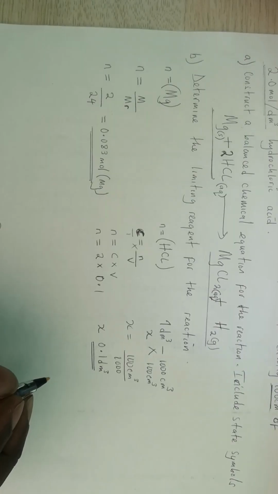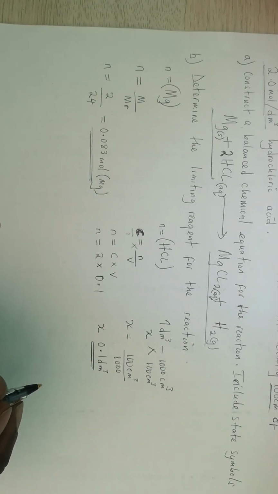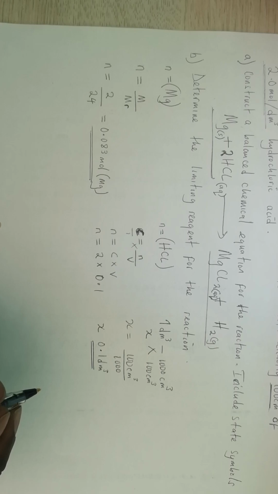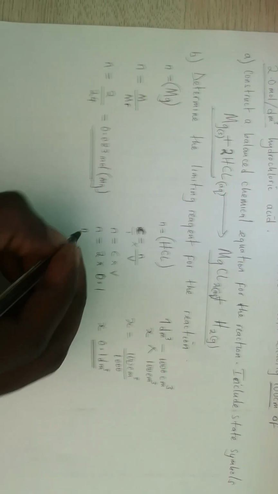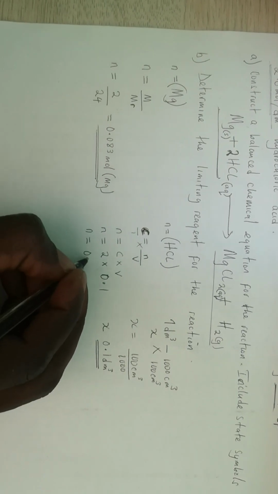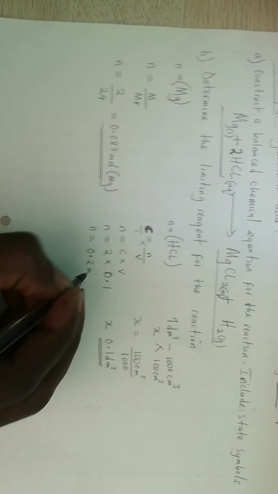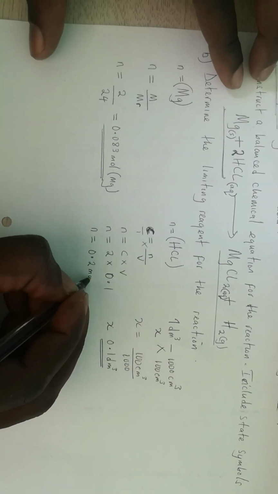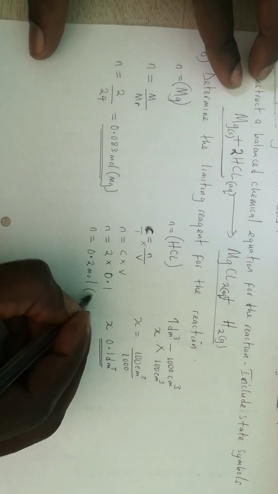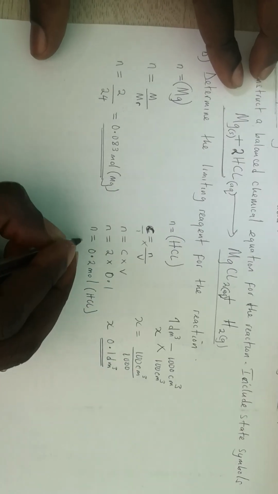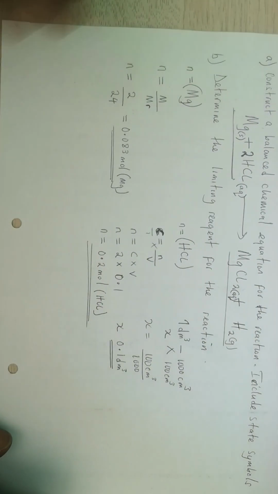And then when we compute this on a calculator, 2 multiplied by 0.1, we are getting 0.2. So the number of moles is 0.2 moles. That is for HCl, which is hydrochloric acid. So that is the number of moles.